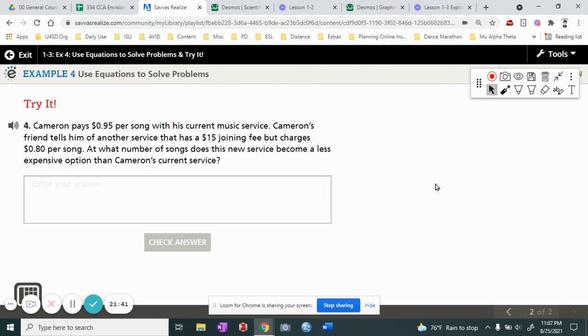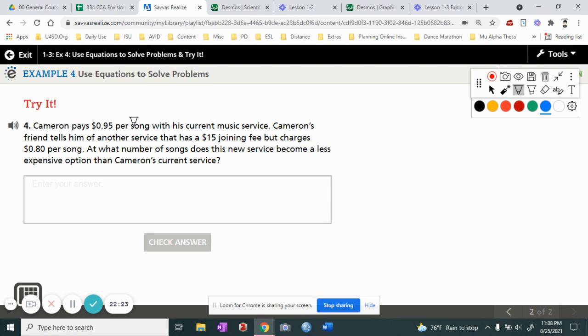And let's look at one more. Okay. So there is a third service provider that Cameron finds out about. So he's still with his current plan of 95 cents per song. But this third service has a $15 joining fee, but songs are only 80 cents per song. At what number of songs does this new service become a less expensive option than Cameron's current service? So set up your two expressions, set them equal to each other, and let's look at that important information here.